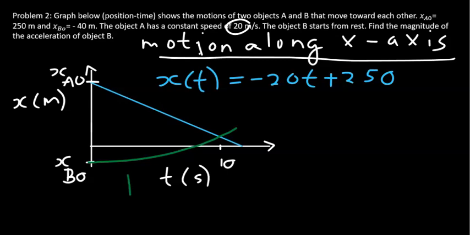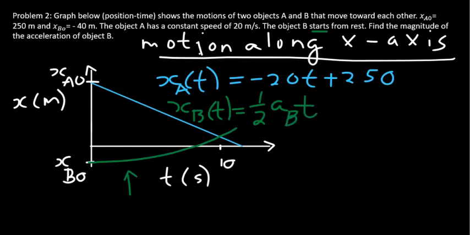Now let's look at object B. Object B starts from rest, so its initial speed is 0. I'm going to distinguish the two x's with a subscript. Now xb, the acceleration is something that we don't know, so let's leave it as an unknown. Half abt squared is the first term.